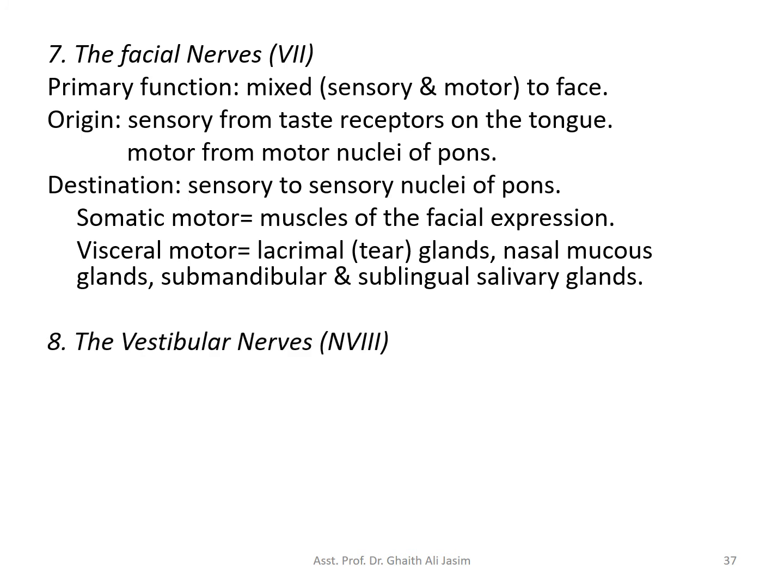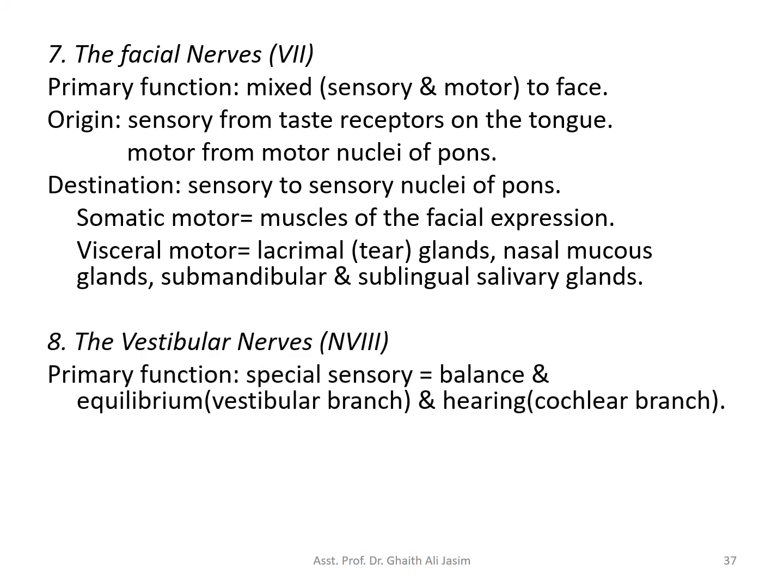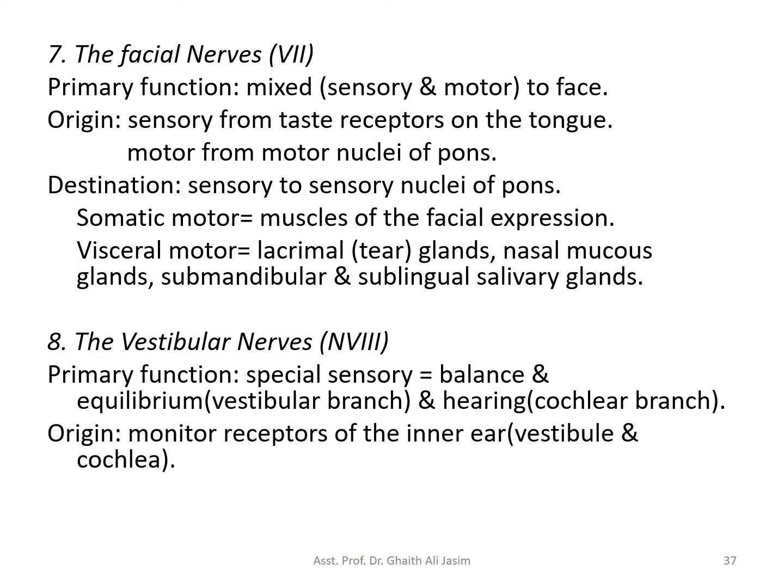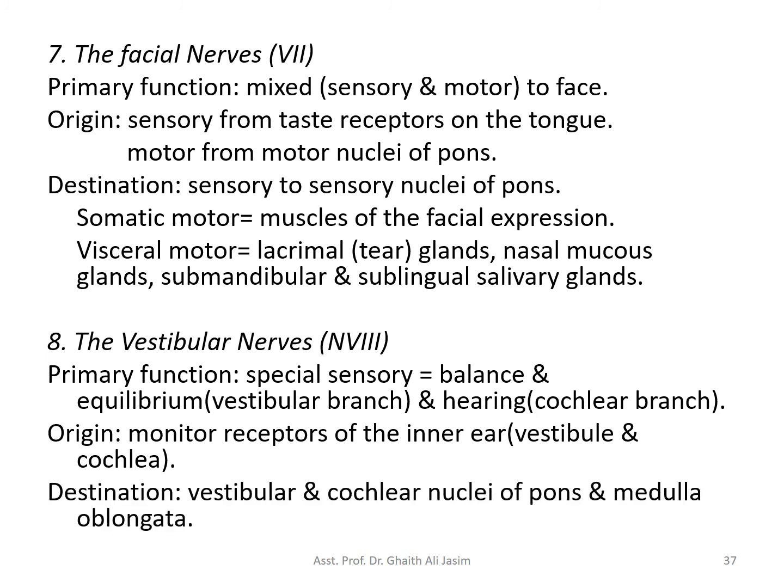Nerve number 8, the vestibulocochlear nerve. Primary function, special sensory, balance and equilibrium, vestibular branch, and hearing, cochlear branch. Origin, receptors of the inner ear, vestibular and cochlear. Destination, vestibular and cochlear nuclei of the pons and medulla oblongata.